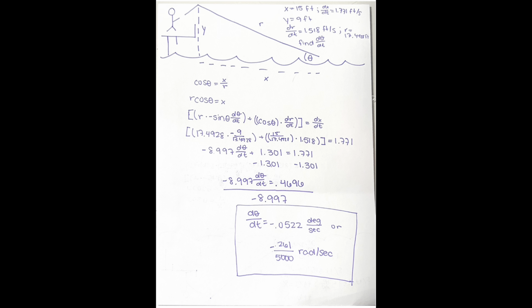Then we will plug in our values that we found in part 1 and the sine and cosine values from the triangle to get negative 8.997 times d theta/dt plus 1.301 equals 1.771. Then we would subtract 1.301 from both sides and then divide both sides by negative 8.997 to get d theta/dt equals negative 0.0522 degrees per second, or negative 2.61 over 5,000 radians per second.